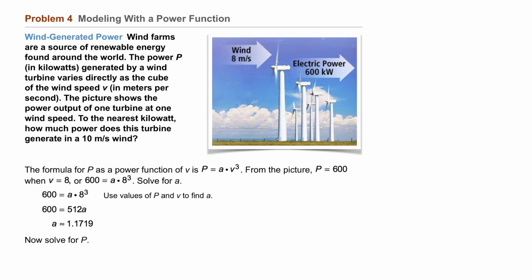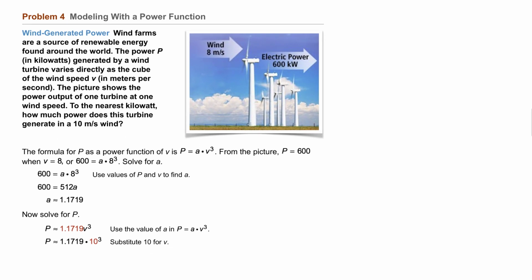And now we'll solve for P. P is approximately equal to 1.1719·V³, and we'll substitute 10 for V, since our question asks, to the nearest kilowatt, how much power does this turbine generate in a 10 meter per second wind, and we'll simplify. 1.1719 times 10³ is equal to 1171.9. So we can now state this turbine generates about 1172 kilowatts of power in a 10 meter per second wind.